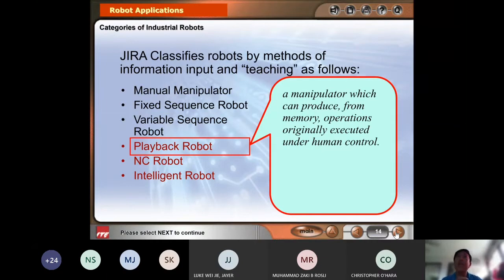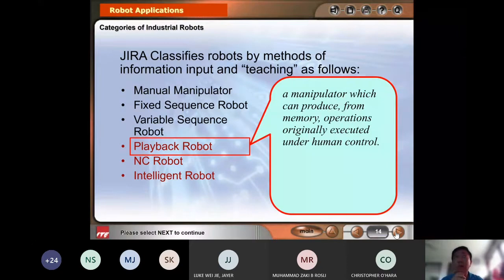Playback. Okay, this is a bit different. Playback robot is something later you'll see a video on. Playback robot is very different. It is actually you holding the robot arm and moving it with your hand. When you move it, you record exactly how your hand moves the robot, and it can play back exactly how your hand moves.